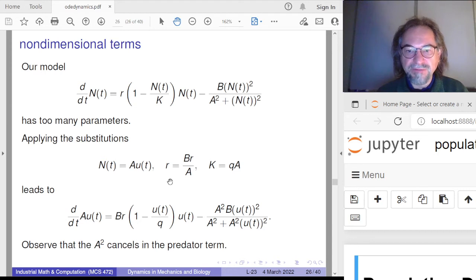You can see here from the substitution, perhaps I should have focused on one substitution. But if you do the substitution going to the letter U, the function in time, then you can see that the A's will drop out.